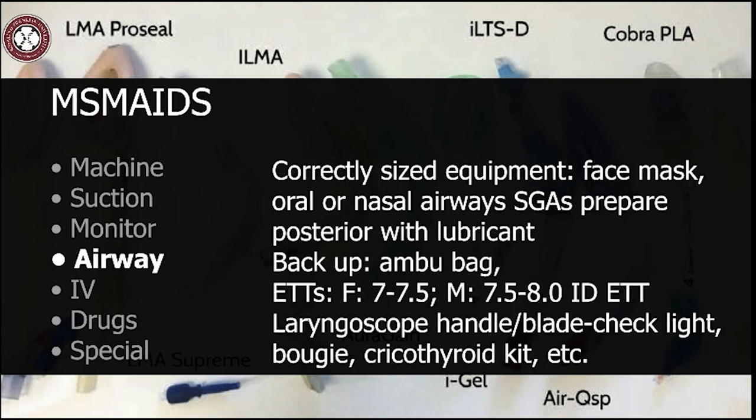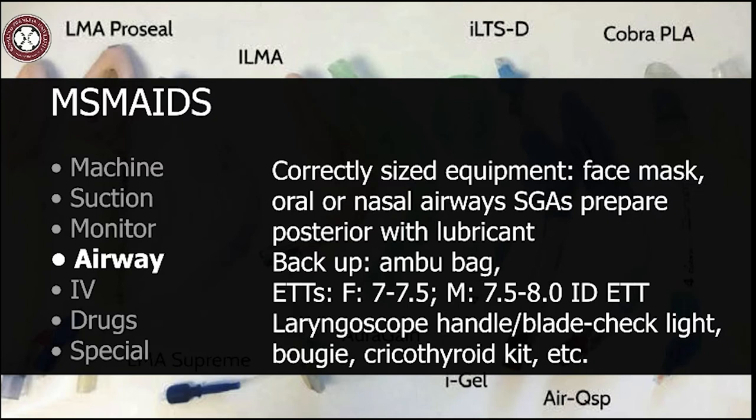Airway includes any equipment that can be used to ensure proper ventilation. The presence of correctly sized items must be confirmed. Examples of standard equipment include a face mask, oral or nasal airways, and the most appropriately sized SGA. Typically, supraglottic airway size is based on the patient's weight. However, oropharyngeal anatomy must also be considered. Lubricant must cover the posterior aspect of the SGA and be further prepared per manufacturer's recommendations.